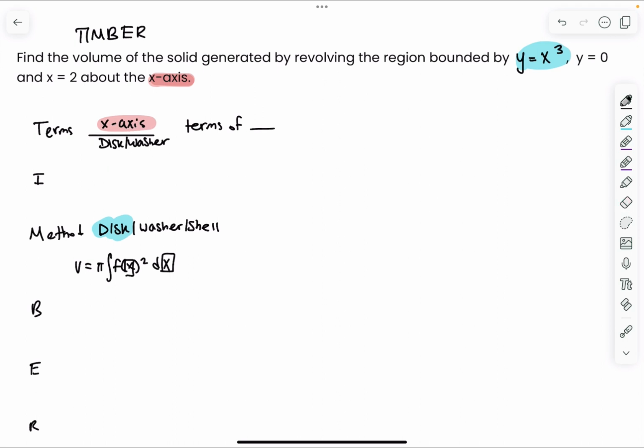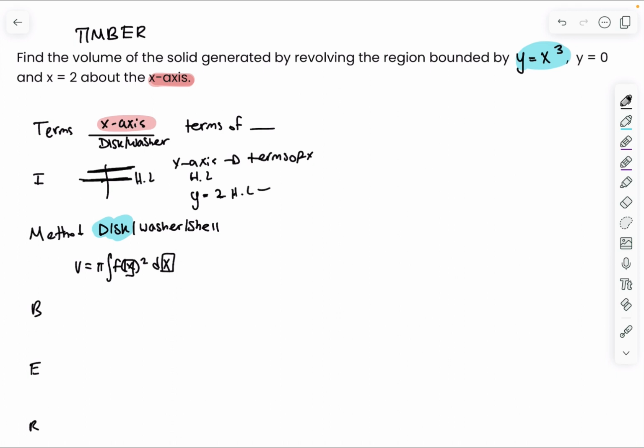And remember that if it's anything other than the x-axis or y-axis, the x-axis is a horizontal line. So we're saying any horizontal line is in terms of x. So if I tell you that y is equal to 2 is your axis of rotation, that's a horizontal line, so it will also be in terms of x. Okay, so remember that. So everything has to be in terms of x.